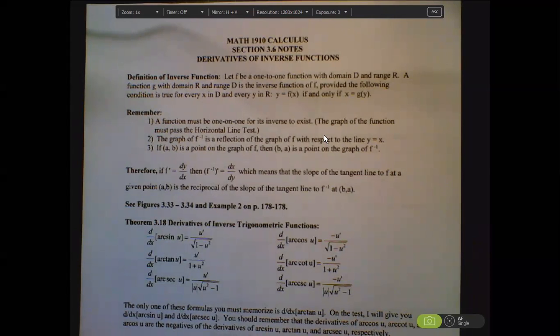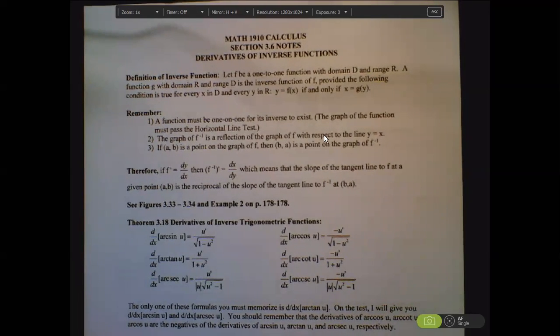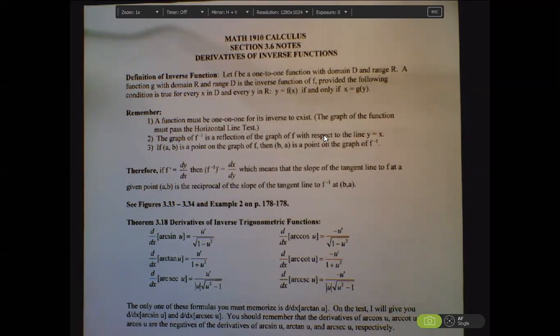All right. What do you need to ask me about? Let's start with 3.6 notes and video. If you have any general questions on the concept, and then if you have any questions from the homework, we'll look at those. Go.